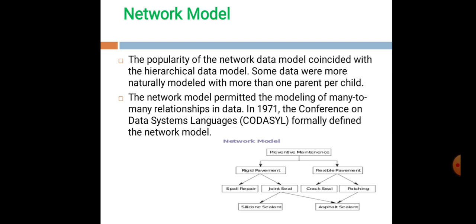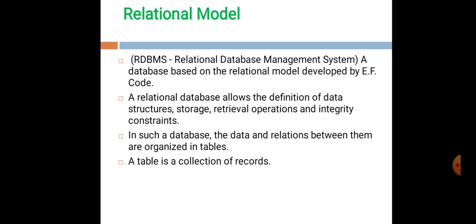The second one is network model, that coincided with the hierarchical data model. Some data were more naturally modeled with more than one parent per child. The network model permitted the modeling of many-to-many relationships in data. In 1971, the Conference on CODASYL formally defined the network model. Relational model.